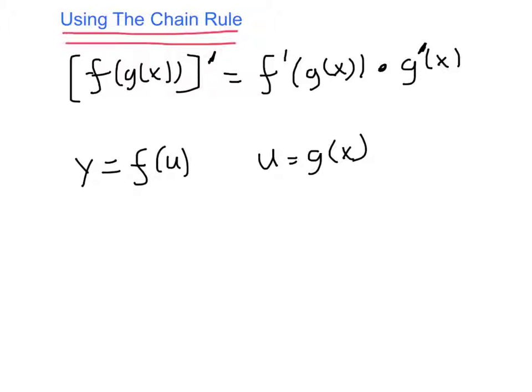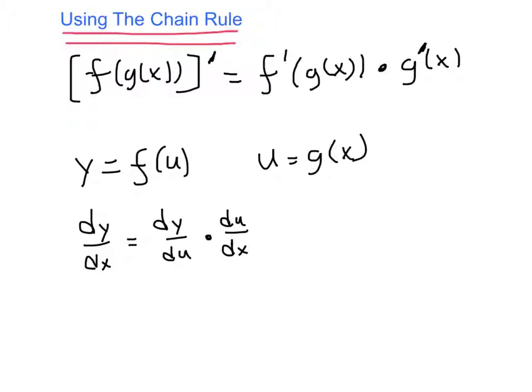And with Leibniz notation, we would write dy over dx equals dy du times du dx. And if you're familiar with how fractions work, when you multiply them, you can kind of see how, in a way, these du's cancel and we end up with dy dx. So the simplifying seems to make sense here.